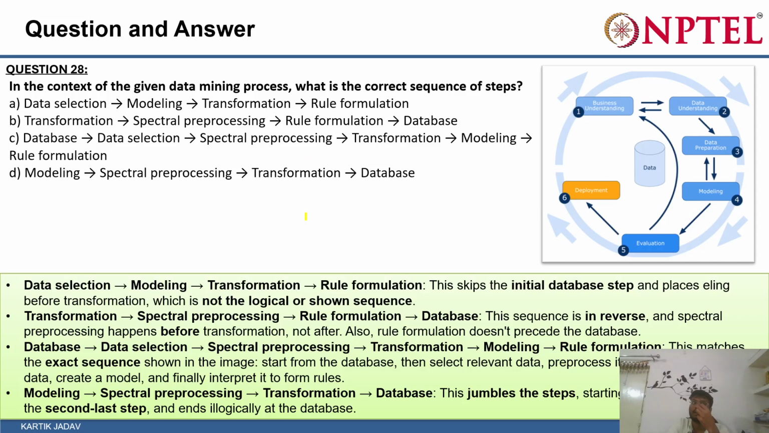Question number 28. In the context of the given data mining process, what is the correct sequence of steps? In the data mining process, the correct sequence of steps is: database, then from the database we are selecting data, then doing certain spectral processing, then transforming it, and doing some modelling and rule information finally. So the correct answer is option C.